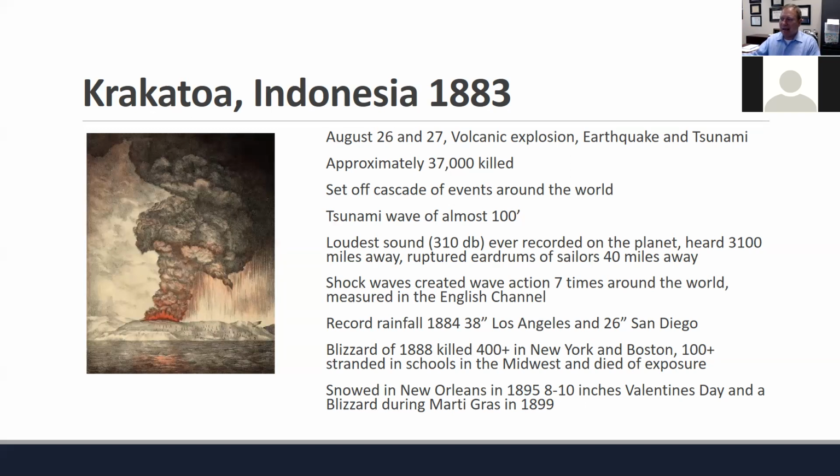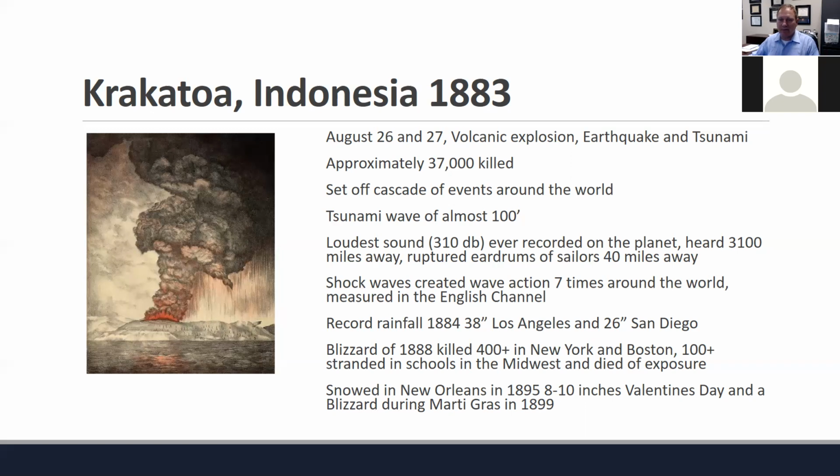A blizzard in 1888 killed hundreds of people in New York, killed more than 100 school children stranded in their schools. It snowed in New Orleans in 1895, 8 to 10 inches on Valentine's Day. And there was also what was known as the Mardi Gras blizzard in 1899. But it gives you an idea of just how dramatically it changed the global weather for about 20 years.